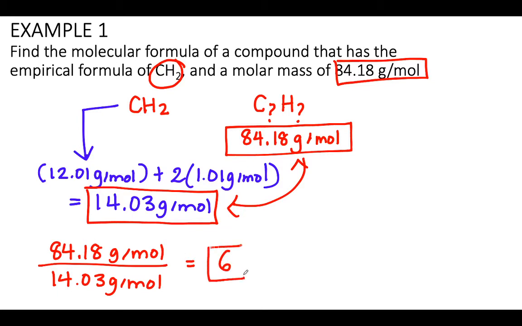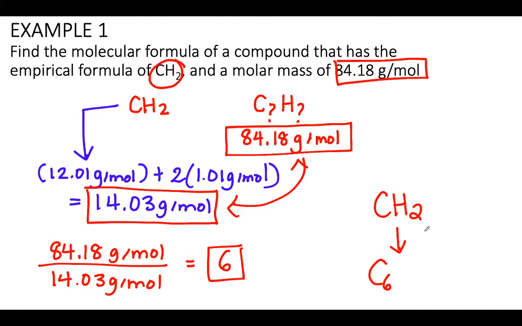value 6. So knowing the ratio between the molar mass of the molecular formula of the compound to the molar mass of the empirical formula, I can use that ratio to figure out the molecular formula. So the empirical formula that I have is CH2, and I have to take each of the subscripts of the empirical formula and multiply it by the value that I just found. So I know that carbon has a subscript of 1, and I have to multiply that by 6. So 1 times 6 will give me 6.